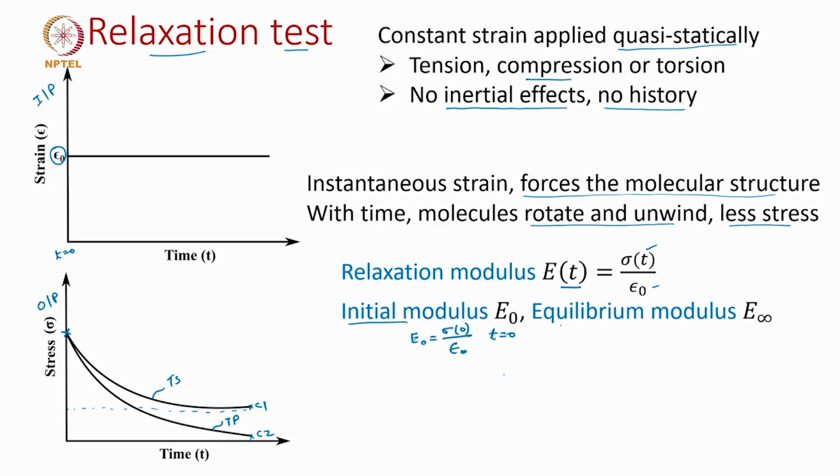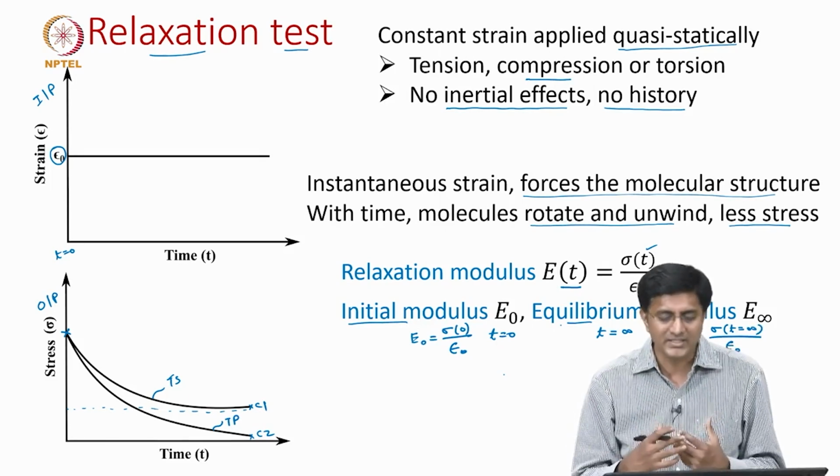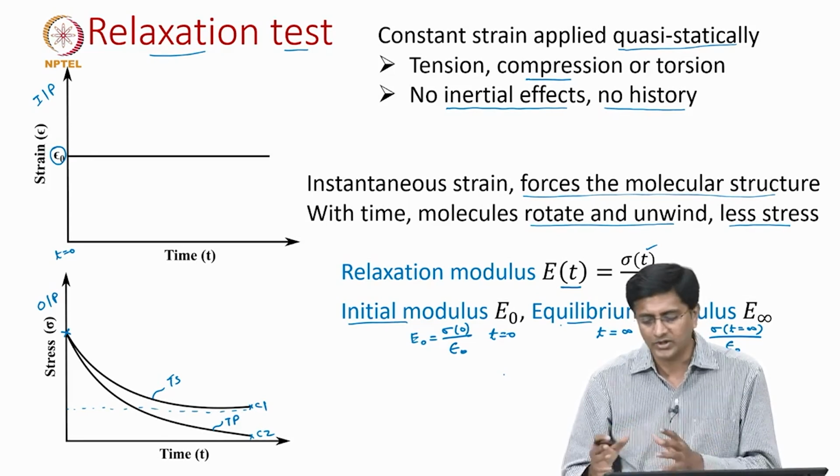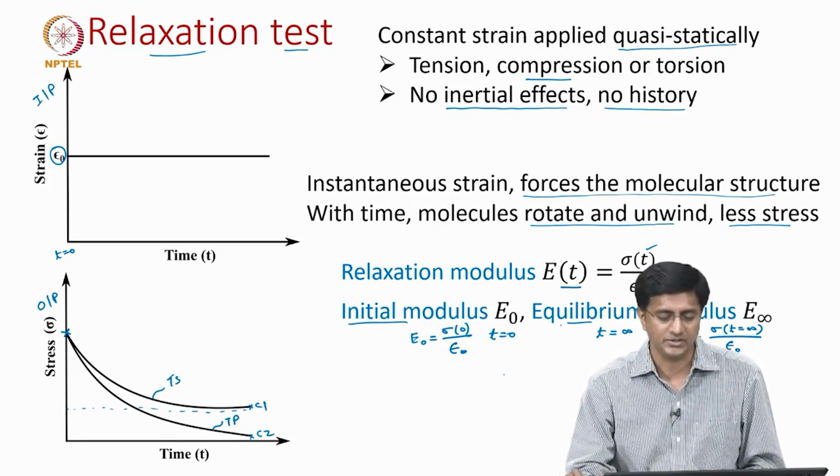Similarly, we can also talk about the equilibrium modulus. Here we are talking about when time approaches infinity or very long times. So here the E infinity or the equilibrium modulus is given as stress when time approaches infinity divided by strain which is applied. So this is the way we can discuss the response of a material during the relaxation test. Now let us continue this discussion for the next test, which is the creep test.